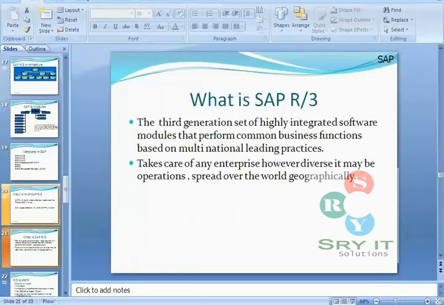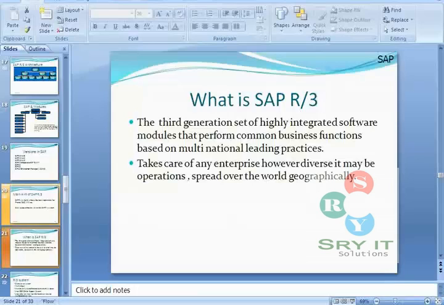SAP R3 is the third generation set of highly integrated software modules that perform common business functionality based on multinational leading parties. They can do business worldwide, wherever they are sitting, with the same application. I can do the banking industry in India with the same application. With the same application I can run my bank in the UK, I can run my bank in the US, I can run my bank anywhere in the world. That possibility they made with SAP R3 basically.